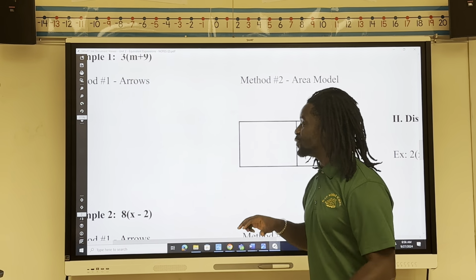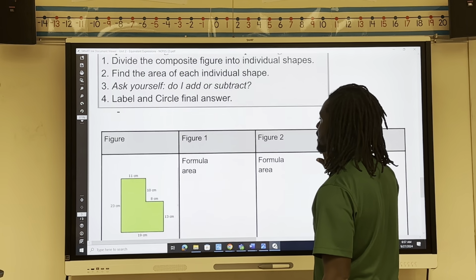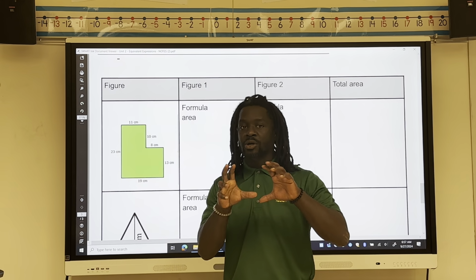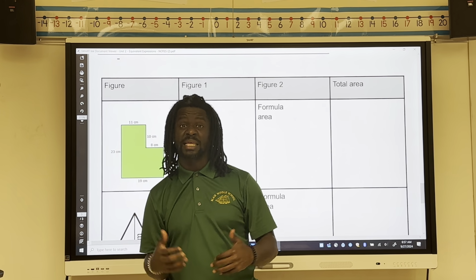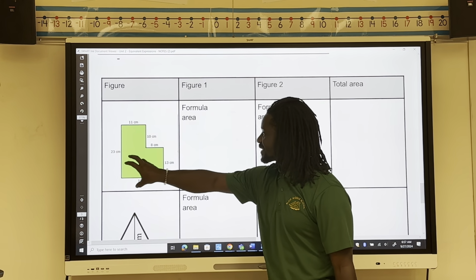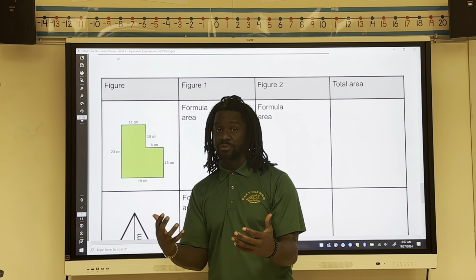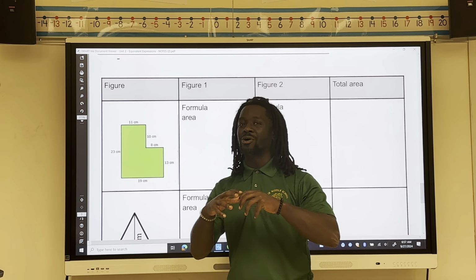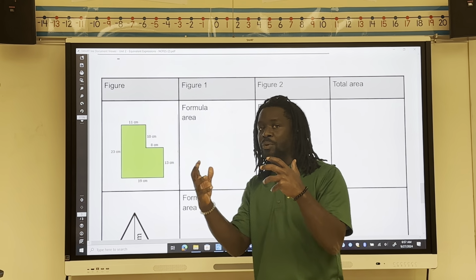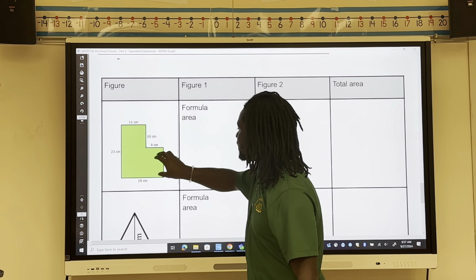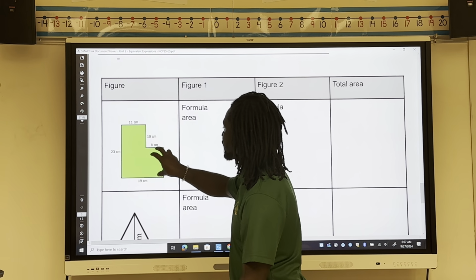Well, we are doing the same exact thing, but this time our figures aren't just side by side like they were with the area models. Instead, this time we have different types of shapes. So we have what is called a composite figure, and that just means that it is made up of multiple other shapes. But what you'll see is you have a rectangle here, then you have a rectangle here.